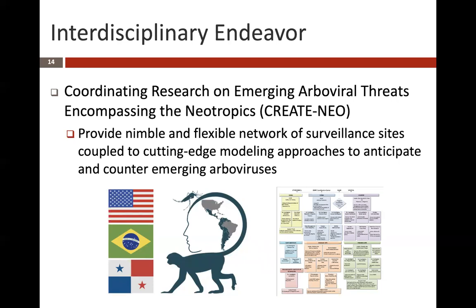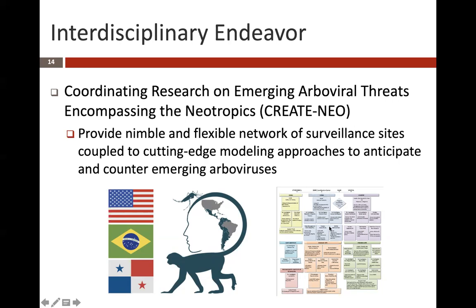And so one of the projects that we just recently had funded through the NIAID, I was actually in a Zoom meeting with Dr. Fauci, which was very exciting. But it's this project called CREATE-NEO, which is short for Coordinating Research on Emerging Arboviral Threats Encompassing the Neotropics. And so it's a collaboration between the United States, Panama, and Brazil. And it involves a lot of different people.